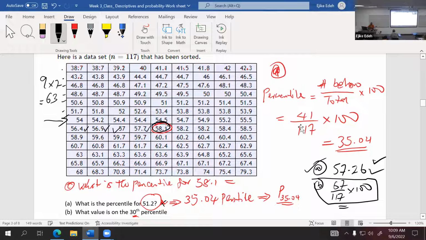Actually, all these things, as I keep saying, are approximations. Some textbooks say add 0.5 here to the number below. Some say add 1. Because these are all approximations, okay? But what I'm emphasizing for you in the class is: count the number below, divide by total, multiply by 100. That's my emphasis for the class.